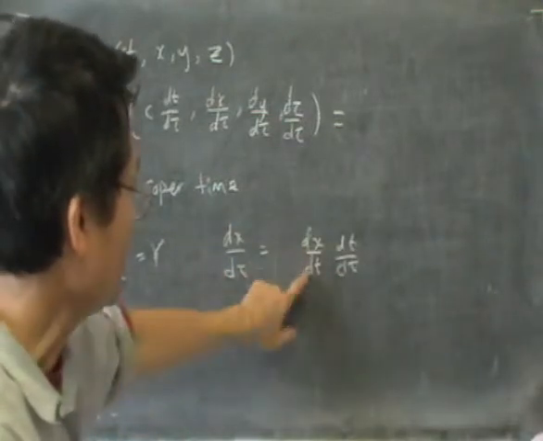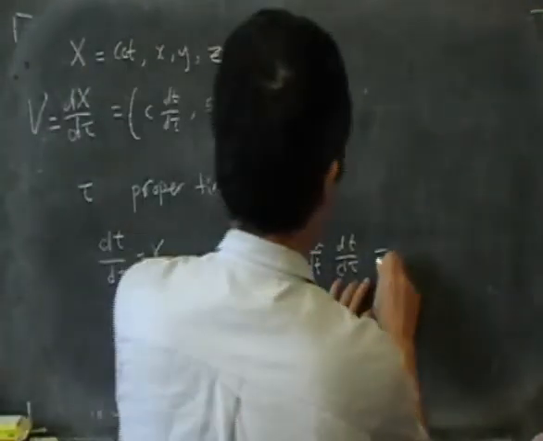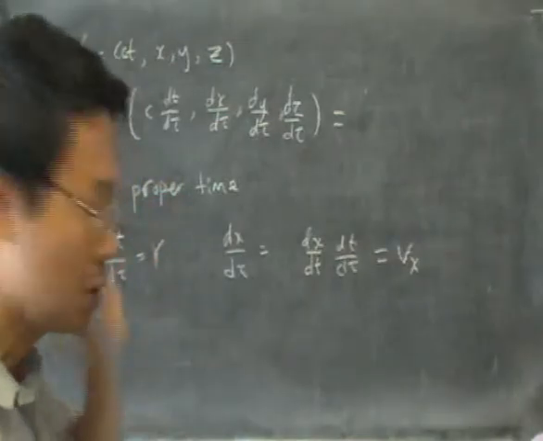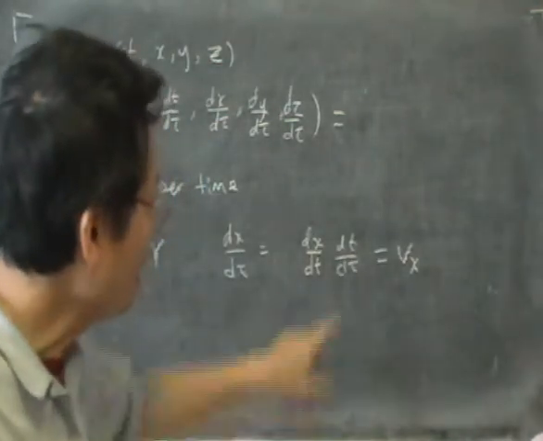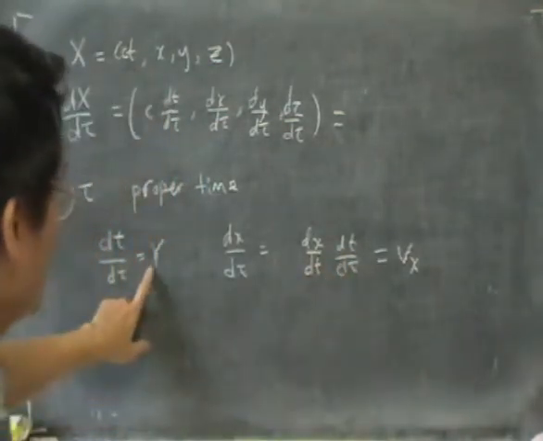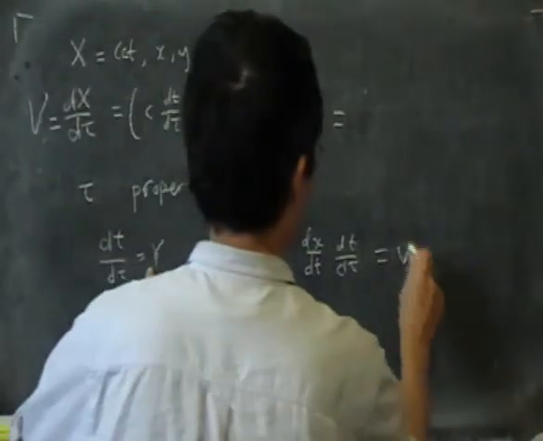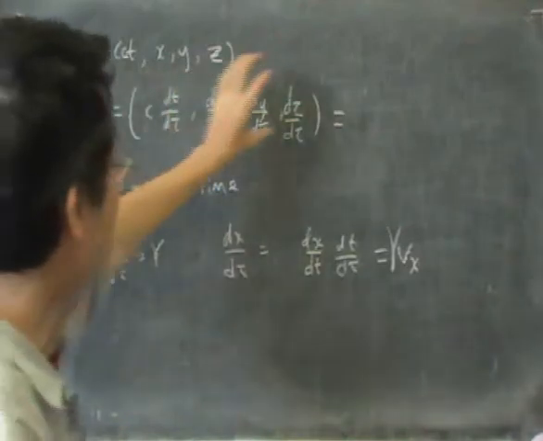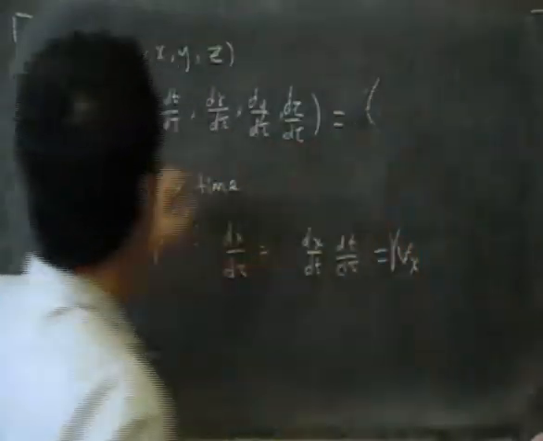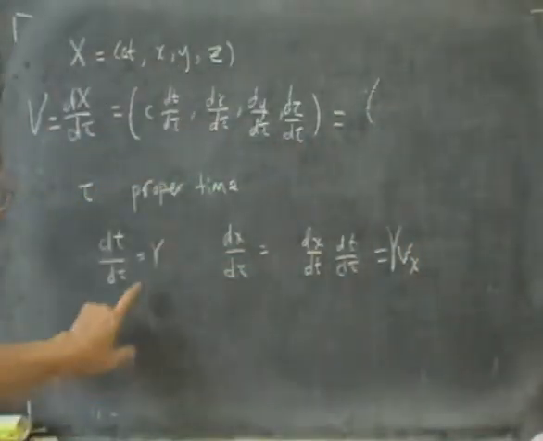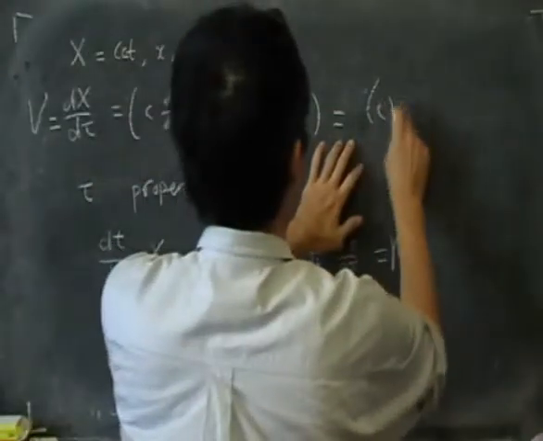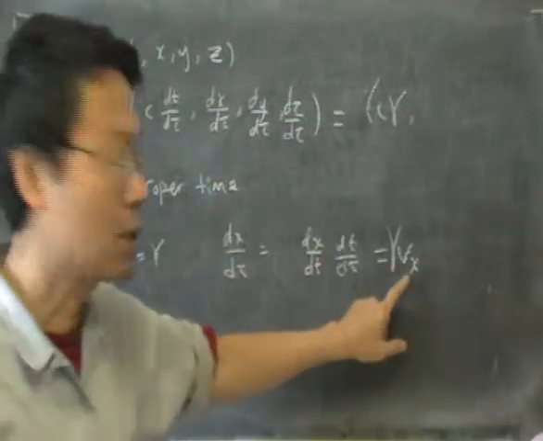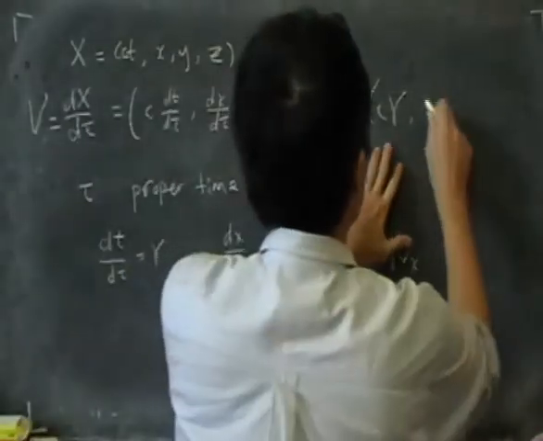Okay. Now dx by dt is just Vx, the familiar velocity component in the x direction. dt by d tau we already know, that's the Lorentz factor. So now we know how to write this. c times dt by d tau is gamma c. dx by d tau is gamma times Vx.